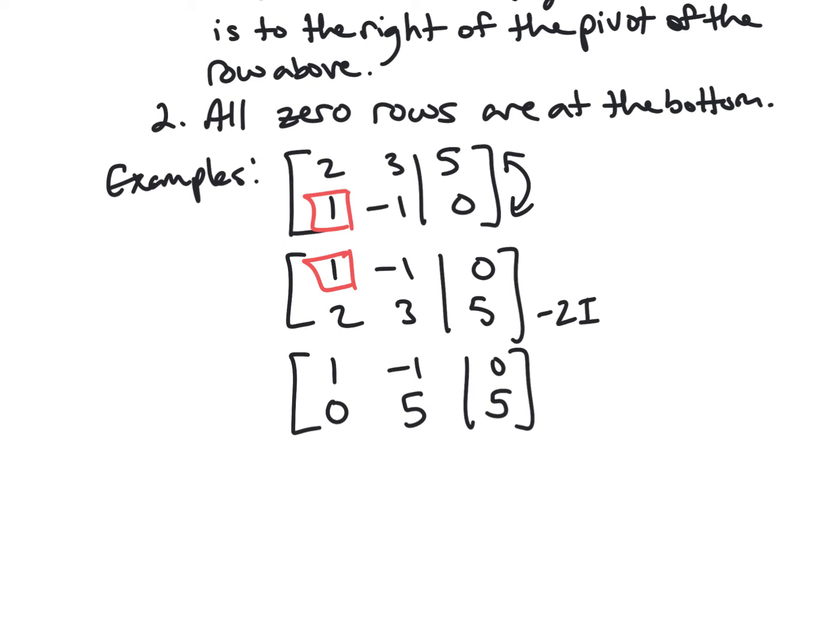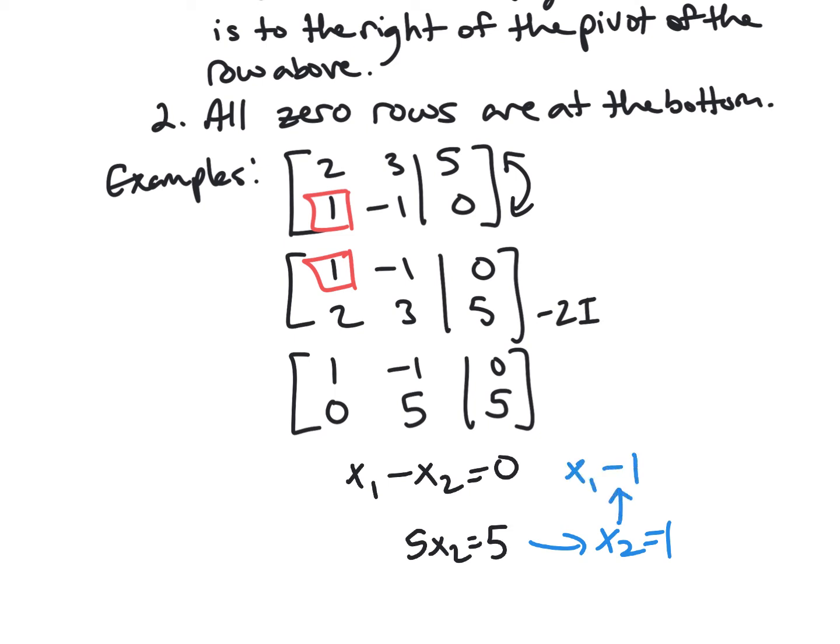So we can now translate into this new system. So we have x1 minus x2 is 0, and 5x2 is 5. So clearly, x2 is going to be 1. We can kind of back substitute here. And then x1 minus 1 is 0. So x1 is also 1. And so we get the solution 1, 1.